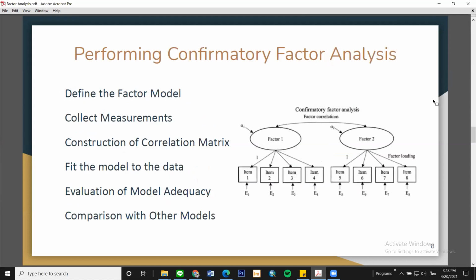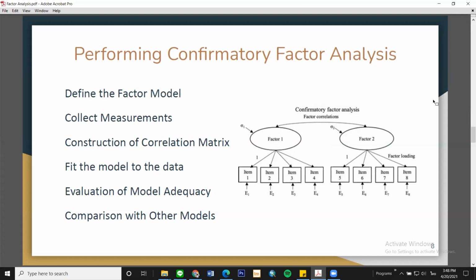Next, performing confirmatory factor analysis. We have five steps too, but it's not the same. First step is define the factor model. In this step, include the number of factors and defining the nature of factor loading. Second step is collect the measurement. The measurement of your factor variable needs to be done on the same experimental unit.